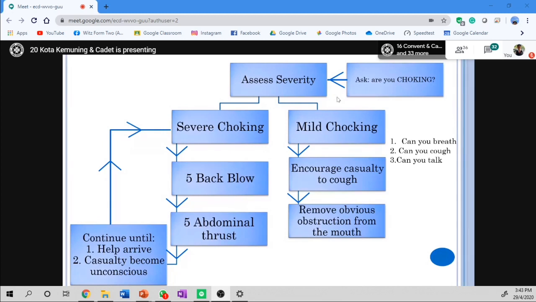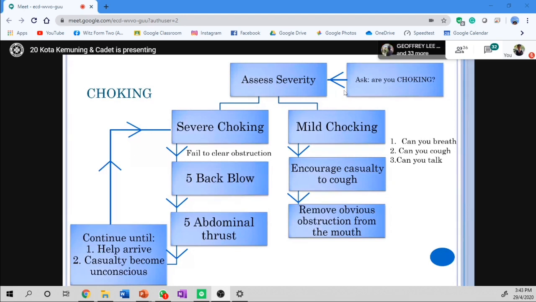So what if the casualty cannot breathe? What if one of these three questions is not fulfilled? Basically, maybe he cannot breathe, or maybe he cannot cough, or maybe he cannot talk. If one of these questions is not fulfilled, then it's called severe choking. Severe is serious, in other words. So you support the casualty, and then you give him five back blows.